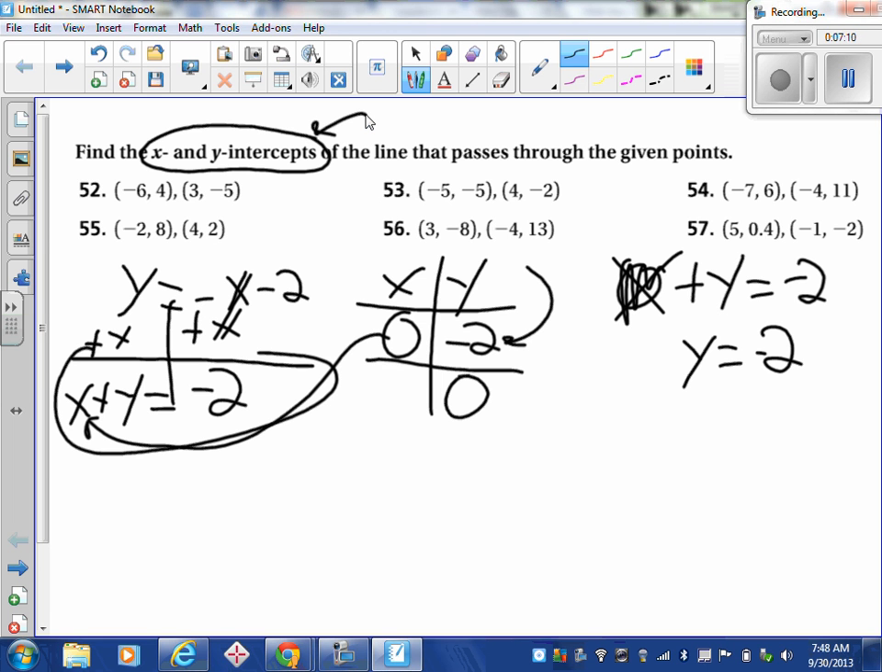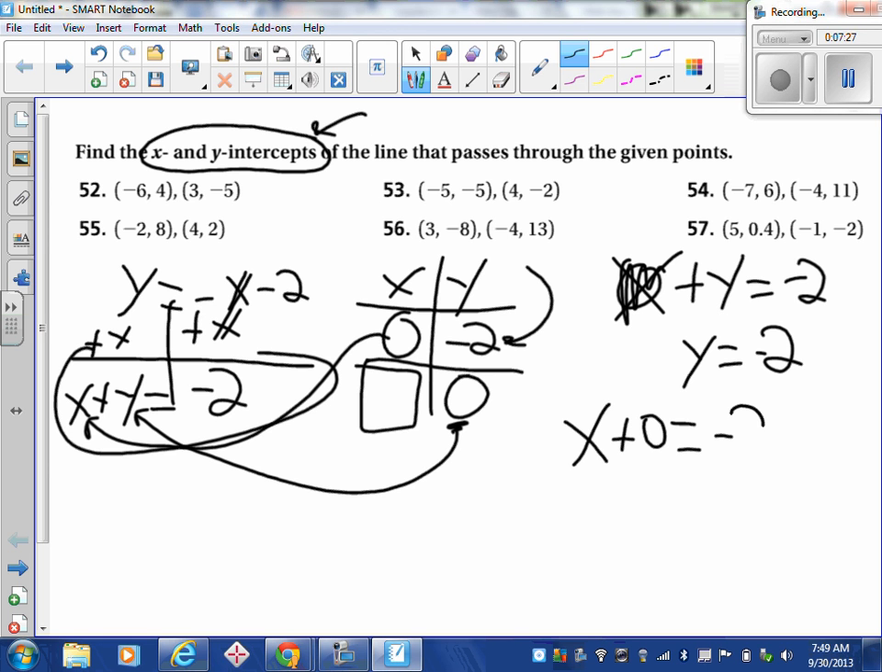Now I got to find my x-intercept to find out what number goes there. So I go back to the equation where I got y equals 0, and I substitute 0 in for the y. So then I have x plus 0 equals -2.